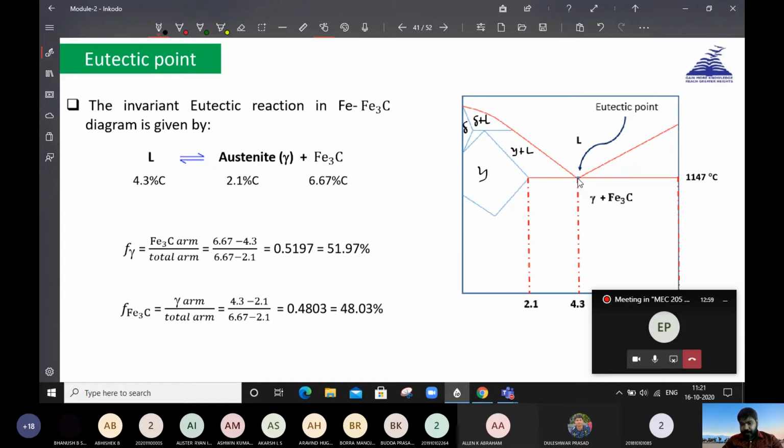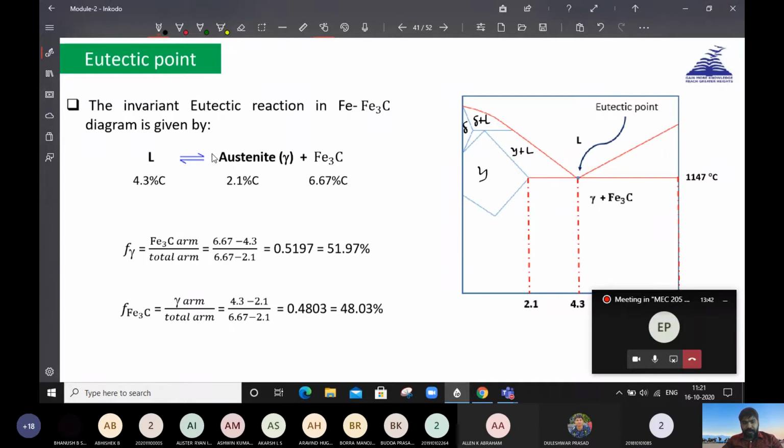If you talk about the liquid, liquid is a single phase. Whatever be the initial composition of the alloy, the same amount of carbon will be present in the liquid phase, because liquid is a single phase. All the carbon that we have taken in the initial alloy and heated up so that it becomes a liquid will be present in the liquid state. So you can see here I have written the composition of liquid as 4.3% carbon. At this point three phases are in equilibrium, and we have already found the composition of liquid, which is 4.3% carbon.